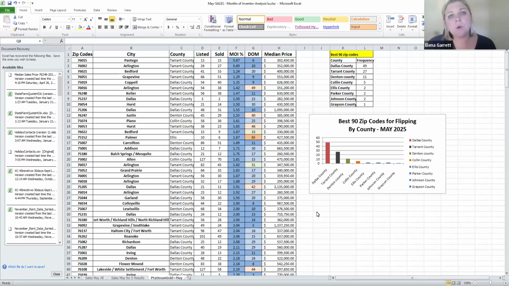For those of you who are planning to be flipping and in some cases building in the North Texas area, I wanted to share with you my calculations for the best 90 zip codes in which to flip or to build. Now, building is slightly different, but definitely to flip in the Dallas-Fort Worth area of Texas.